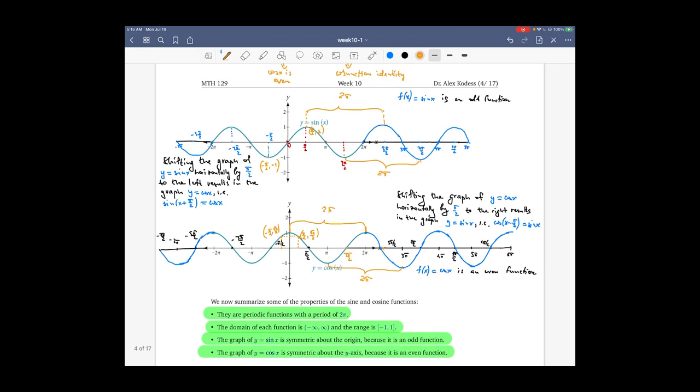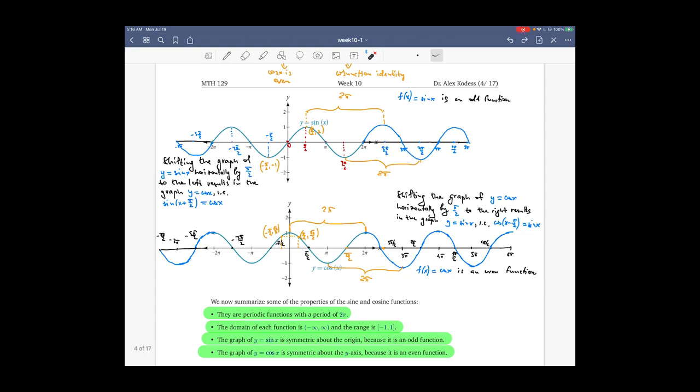All right, so one graph is a shift of the other graph. Sine x shifted to the left gives you cosine x, or cosine x shifted to the right by pi over 2 gives you sine x.